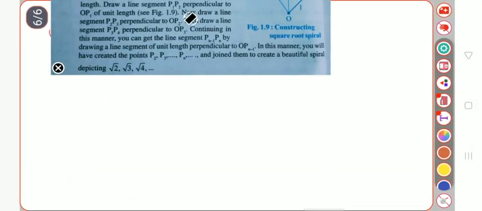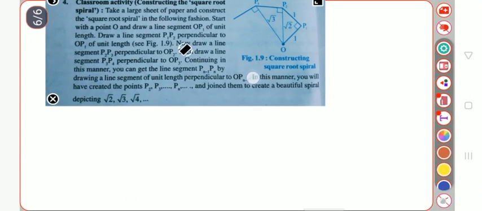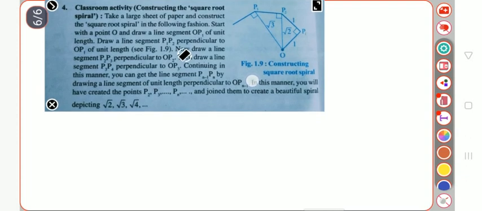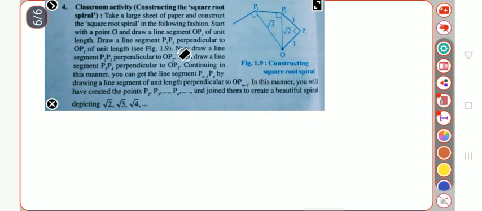Yes, it is a very important question. It is actually an activity question. It is written clearly here. It is a classroom activity. It says constructing the square root spiral. Take a large sheet of paper and construct the square root spiral in the following fashion. It is shown here on the right side, like this.